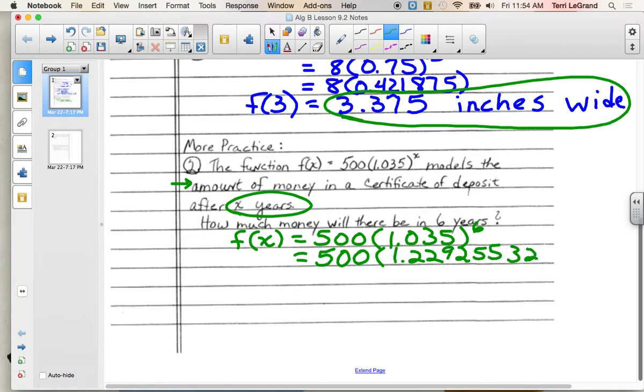1.229225526. I got 1.229255326. Whoa, exactly what I got. Oh, I thought you said 2 2. I got, I did. 1.194052297. You should have. I wonder if you forgot this 0 in here when you did this maybe. 1.035 raised to the 6th power. 1.22925. Now you're on the same page.